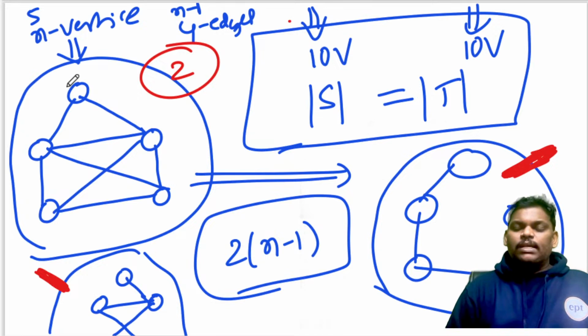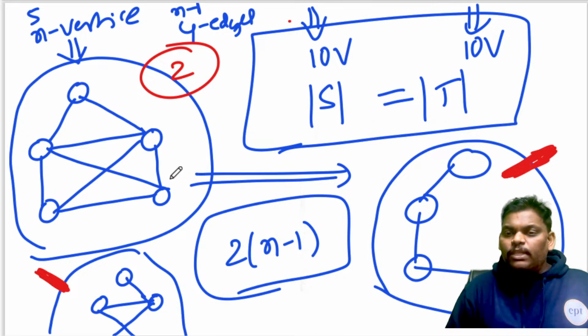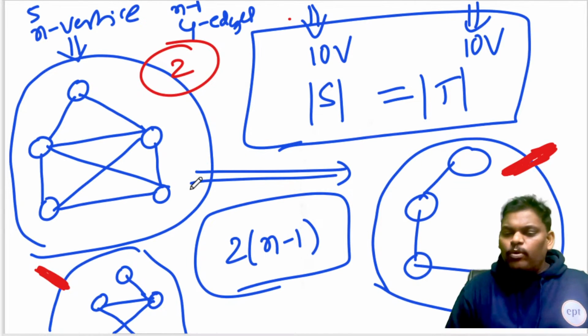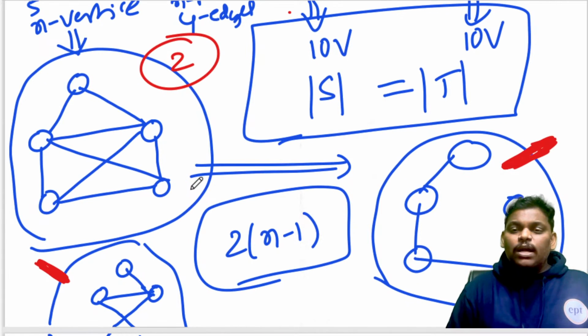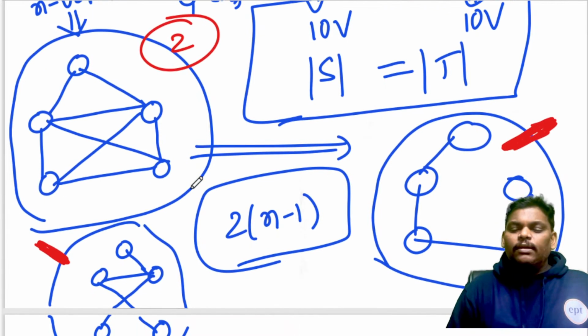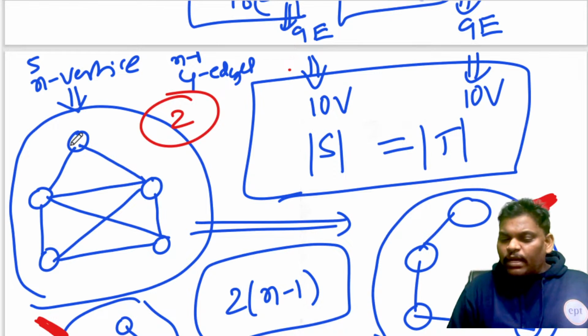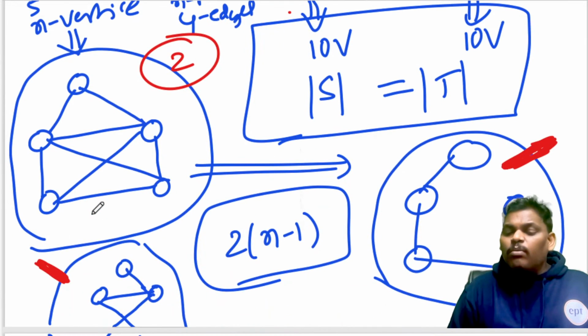So I am repeating once again. This is not your problem, Diksha. Aman, you got it. It is Aman's problem. What the Aman problem is: if a graph contains n vertices and 2n minus 2 edges, then minimum cut is 2 because 2 spanning trees are possible.